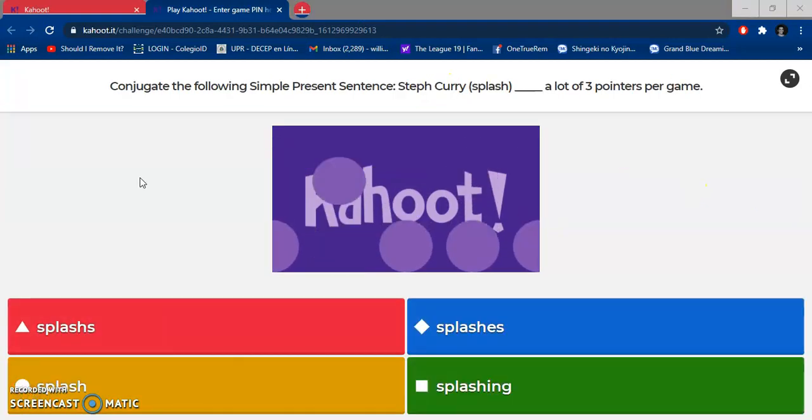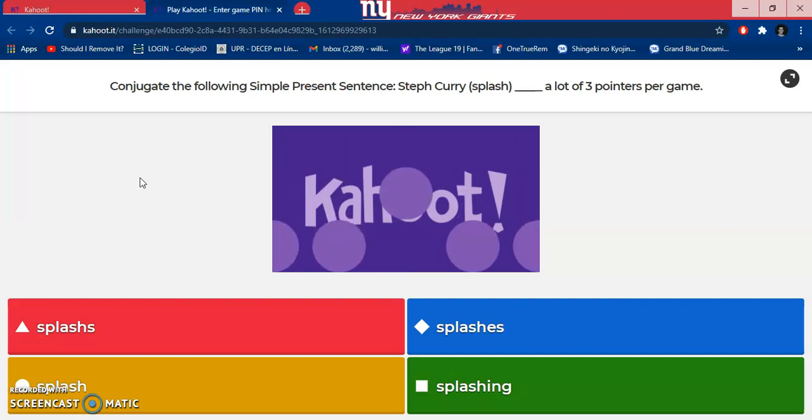All right, now we're in the next exercise. The next sentence, perdón. So the next sentence says, Steph Curry blank a lot of 3-pointers per game. Si ustedes están viendo juegos de NBA esta temporada, Steph Curry regresó y está lanzando and making a lot of 3-pointers. It's bien exciting. So, utilizando a Stephen Curry de ejemplo, lo mismo con todas las demás oraciones. The same with the other sentences.